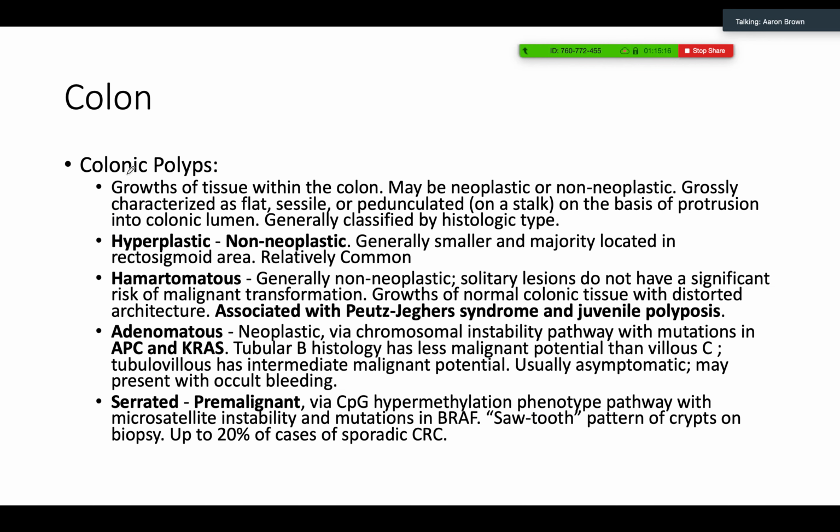So next we can talk about these polyps. I keep mentioning polyps. What the heck are polyps? So polyps, all they are is growth of tissue within the colon, within the lumen of the colon. Okay, here's our colon. Here's the lumen. A polyp would just be some sort of growth of tissue into the lumen of the colon. Okay, it can be neoplastic or non-neoplastic.